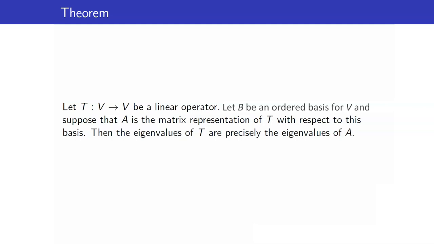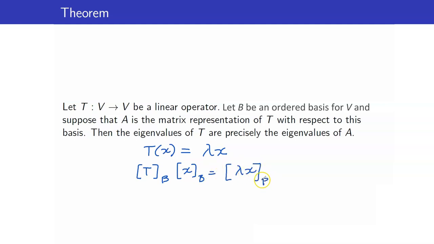How do we do that? What we do is we get an ordered basis for V and get its matrix representation. Then the eigenvalues of T are precisely the eigenvalues of its matrix representation. Why is that true? If we are looking for the eigenvalues, we want T of x equals lambda x. But recall from our theorem on matrix representation, this would mean that the matrix representation of T with respect to B times the coordinate vector of x with respect to B is equal to the coordinate vector of lambda x with respect to B.